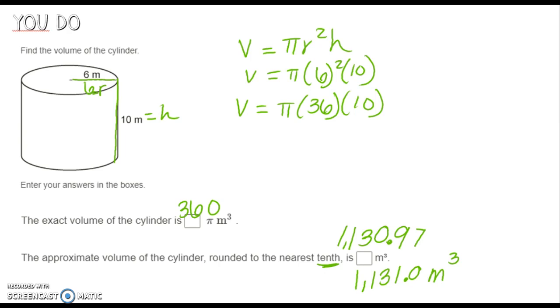meters cubed. Okay, how'd you do? If you didn't quite get those numbers, let's try to recalculate, right? Try to recalculate before you move on.